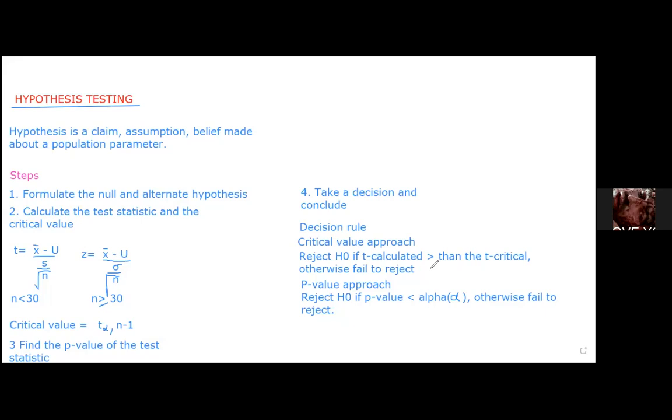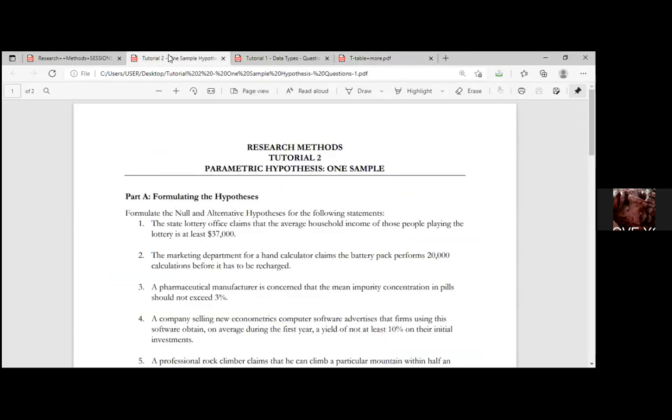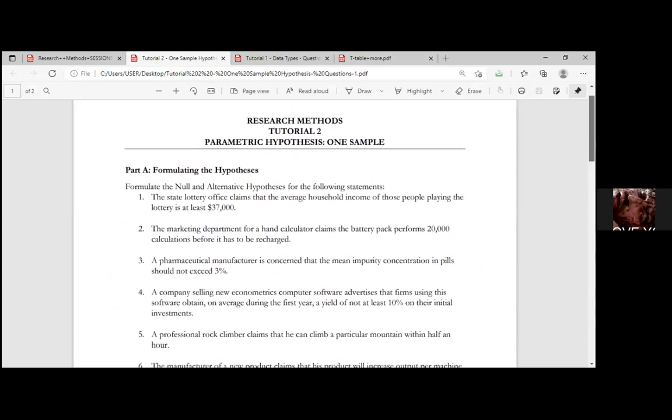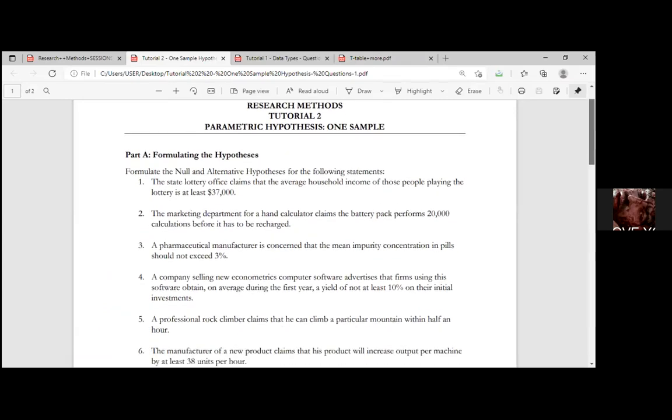So we are going to solve maybe two questions to get a deeper understanding. The next time we meet, we'll solve more questions on it before we go to the next topic. Any question before we move on? In the absence of any question, let's start. We are going to start with formulating the null and alternate hypothesis. That's tutorial set two. Formulate the null and alternate hypothesis for the following statement.